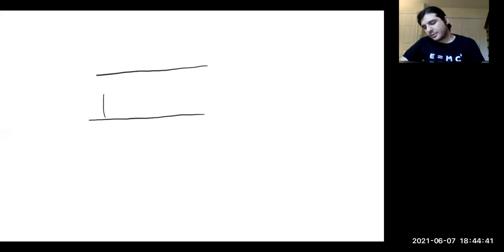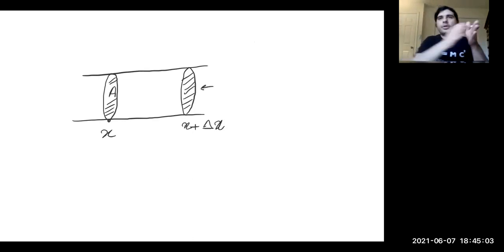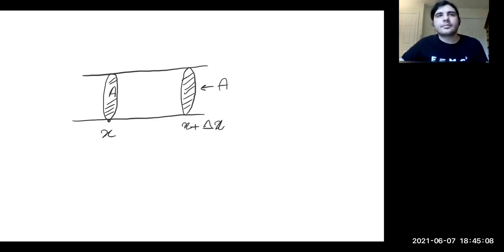Now, here in this bar at this point X, suppose the area is A. Another assumption we are going to have is that at all points, the cross section is the same, okay? This doesn't change. The cross section is constant. So the area at both points X and X plus delta X is equal to A, right?